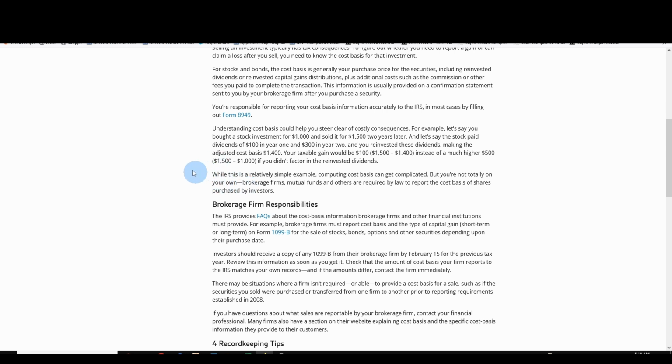For example, let's say you bought a stock investment for $1,000 and sold it for $1,500 two years later. Now let's say the stock paid dividends of $100 in year 1 and $300 in year 2, and you reinvested these dividends, making the adjusted cost basis $1,400. Your taxable gain would be $100, $1,500 minus $1,400, instead of a much higher $500, $1,500 minus $1,000, if you didn't factor in the reinvested dividends.